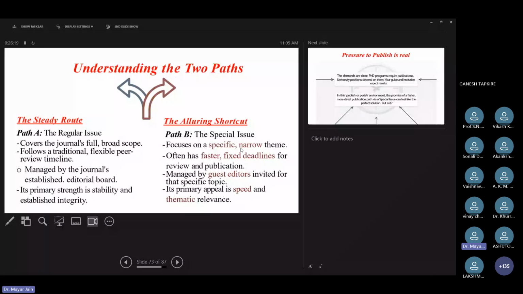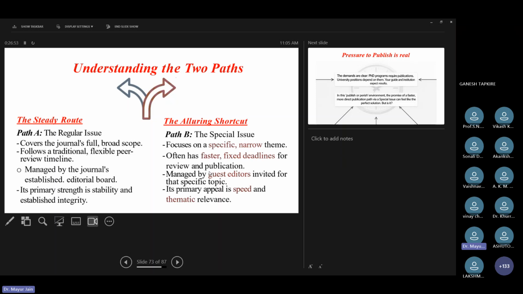It focuses on a specific topic, a narrow theme, and often has faster fixed deadlines for review and publication, managed by the guest editors invited for that specific topic. Its primary appeal is speed and thematic relevance. But what happens is that many times, since guest editors are coming, you might have seen on LinkedIn as well, on my LinkedIn also, I used to see on a day-to-day basis a call for papers, call for book chapters and all that by the guest editors.